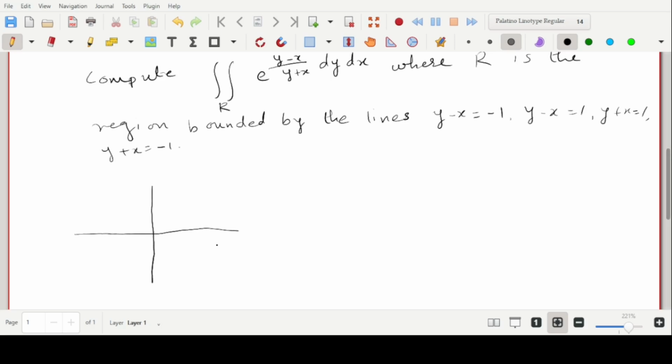Okay, so x plus y plus 1 is this line. This is 1 on the x-axis, this is 1 on the y-axis. x plus y minus 1 is this line. y minus x equal to -1 is this line, which passes through these 2 points exactly, and y minus x equal to +1 is this line.